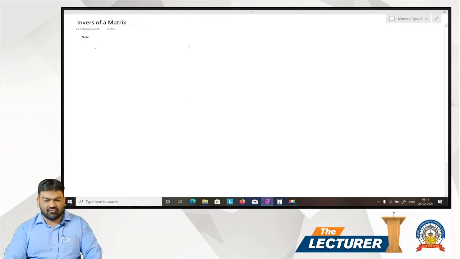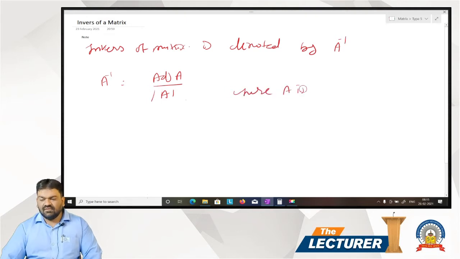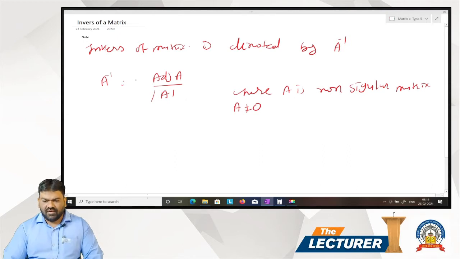First note, what is inverse of matrices? Inverse of matrices is denoted by A raised to minus 1. A raised to minus 1 is equal to adjoint of A upon determinant of A, where A is a non-singular matrix. What is non-singular? Determinant of A is not equal to 0. It's called non-singular matrix. So adjoint of A divided by determinant of A.